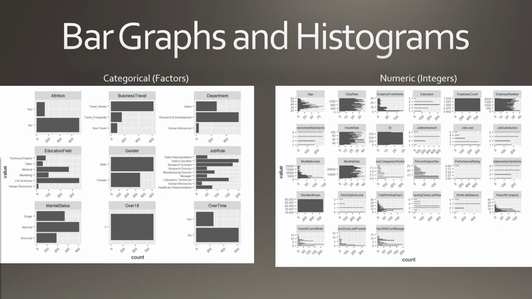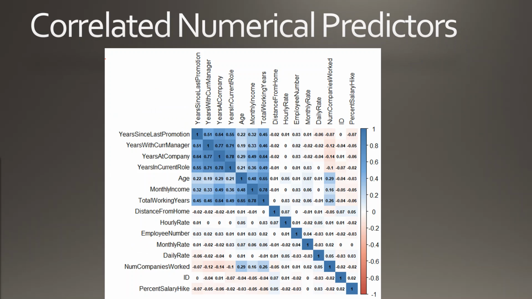Looking at the numerical variables, we can see that there are a number of variables here that should actually be considered as factors, not numeric. Among these are education, environment satisfaction, job involvement, job level, job satisfaction, performance rating, just to name a few. We'll take these variables and convert them into categorical variables like they should be.